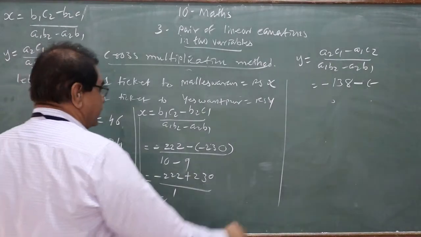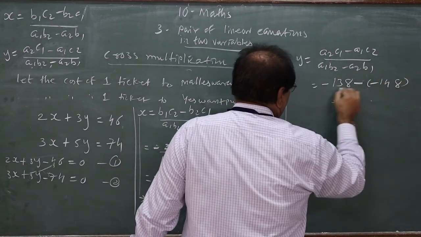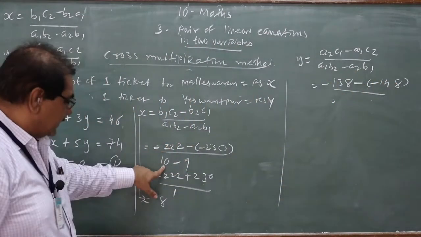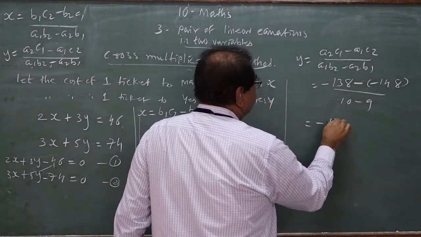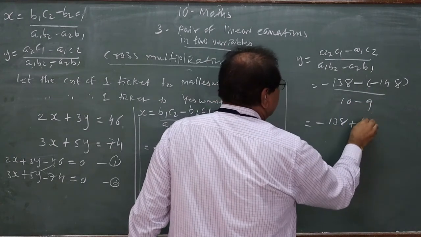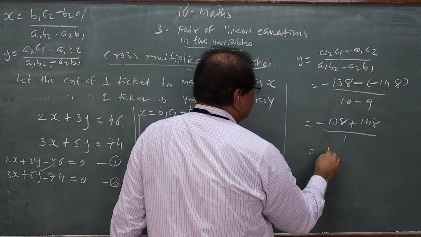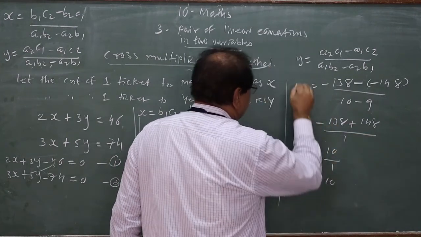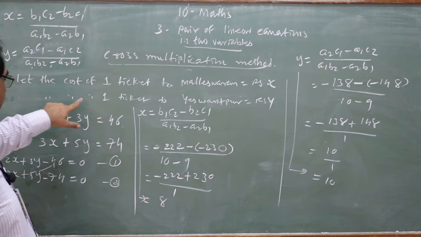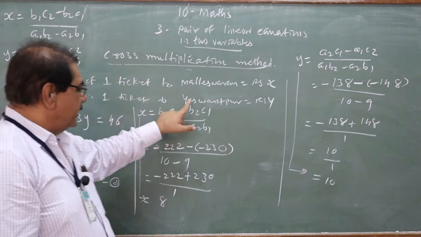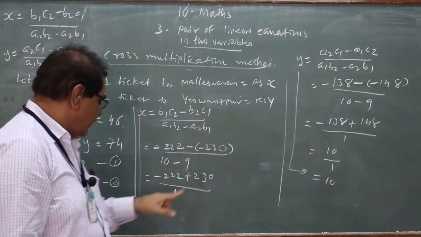74 2s are, so 4 2s are 8 and 7 2s are 14. Whole upon A1 B2 minus A2 B1 is 10 minus 9, we know. So now it is minus 138 minus minus plus 148 upon 1. Minus 138 plus 148 is 10. 10 upon 1, answer is 10. So value of Y is 10. So the cost of one ticket from Bangalore to Yeshwantpur is rupees 10 and cost of one ticket from Bangalore to Malleswaram is rupees 8.